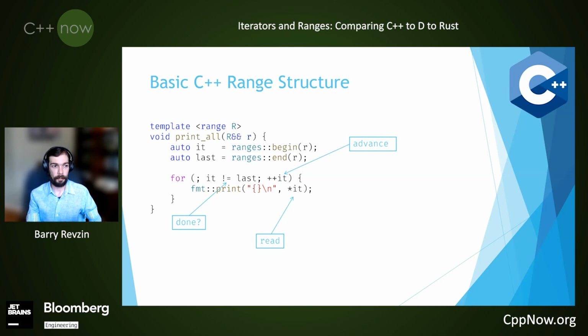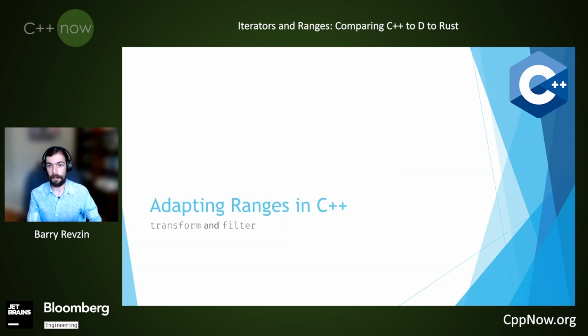So let's move on to more complicated stuff, and let's talk about adapting ranges. Once we have ranges, we might want to make other kinds of ranges on top of those ranges. The 2 range adapters that come up most often and that people are going to be most familiar with are transform and filter: applying a function to every element in a range, or reducing the set of elements in a range to those that match some kind of predicate.